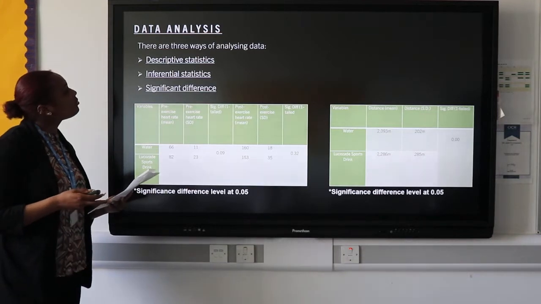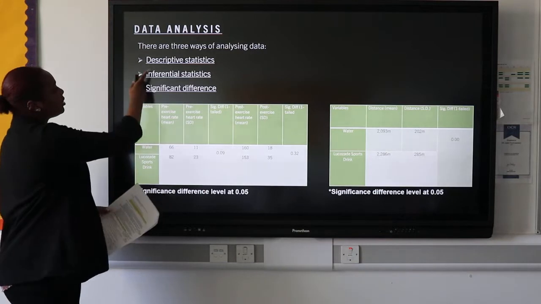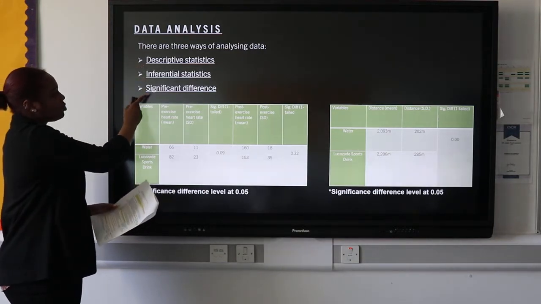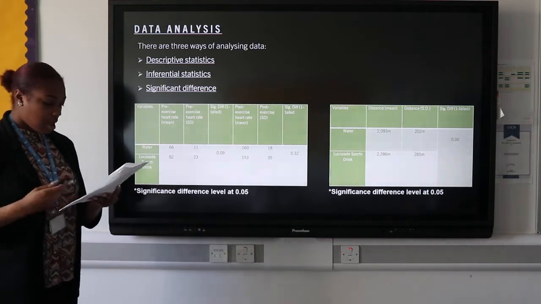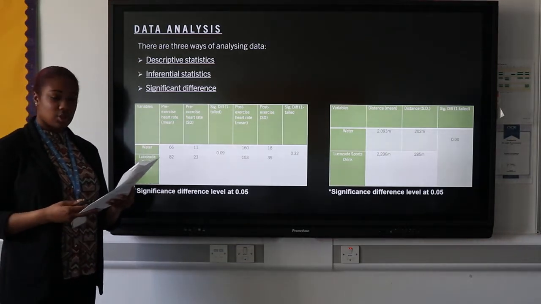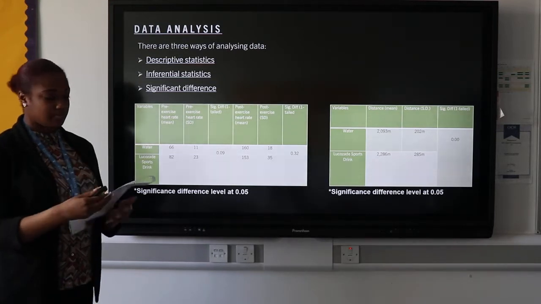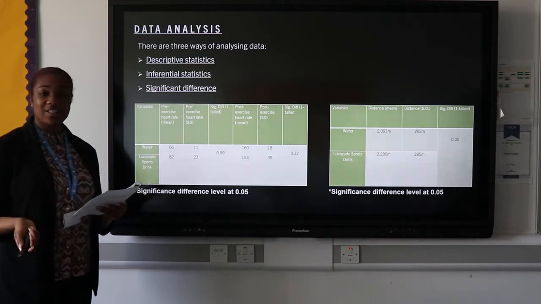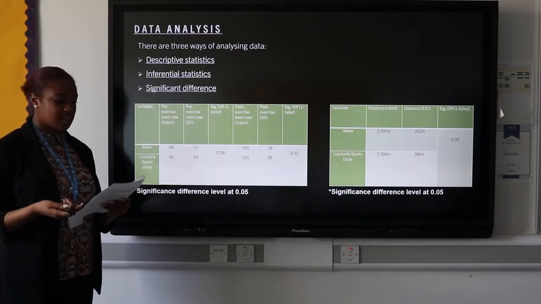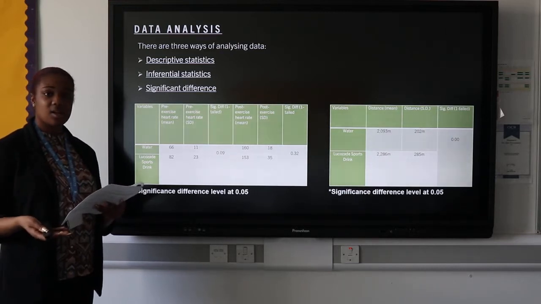Data analysis. There are 3 types of ways of analysing data. There's descriptive statistics, inferential statistics, and significant difference. Descriptive statistics uses mean, median, mode, and standard deviation. Inferential statistics assesses the relationship or differences between data sets, which is the independent t-test and the dependent t-test.